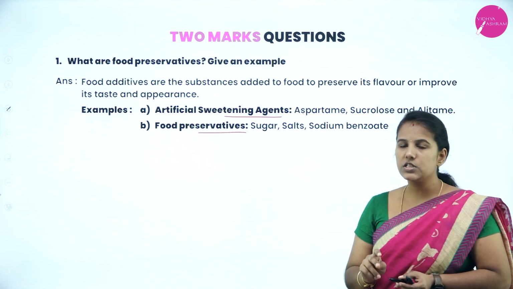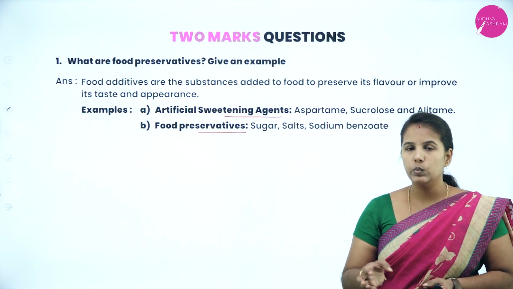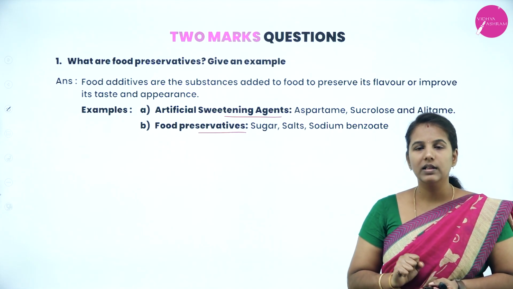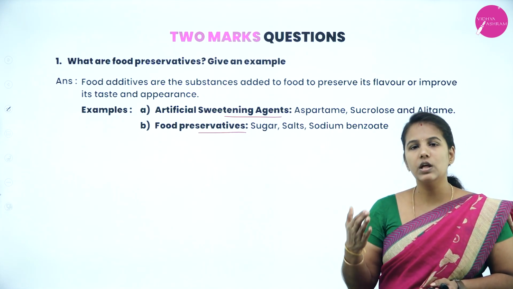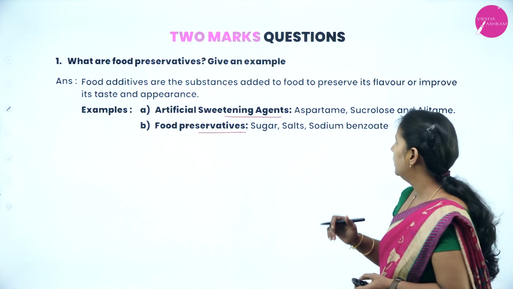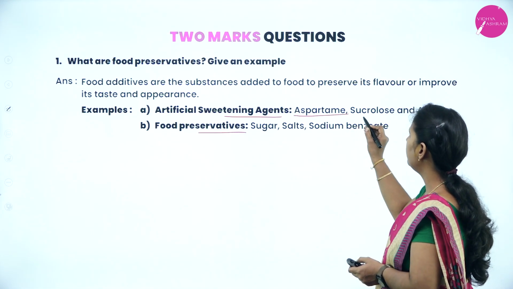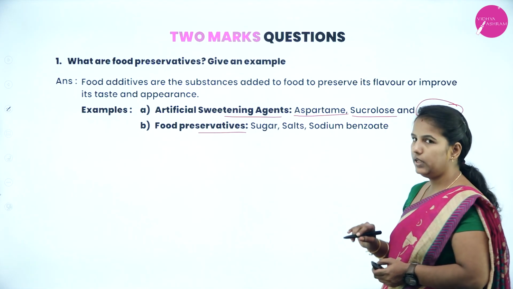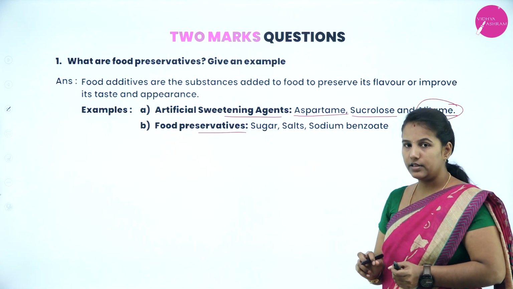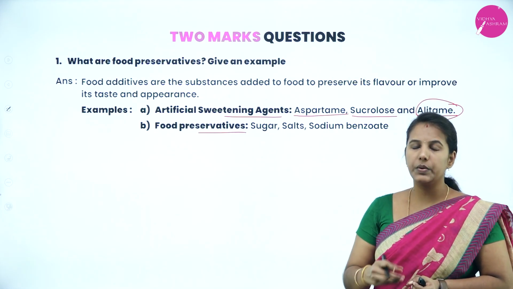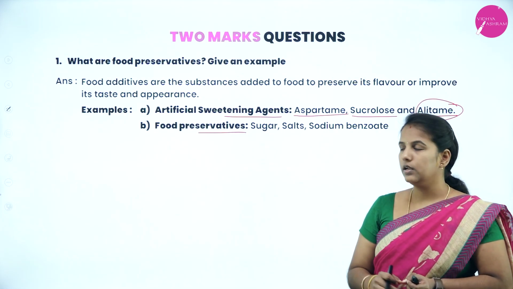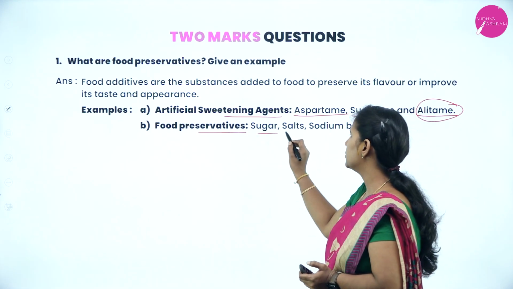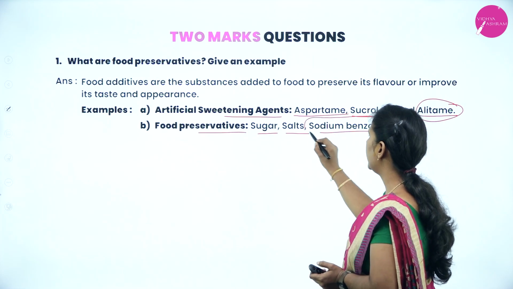Artificial sweetening agents are substances which are prepared artificially. They are not obtained naturally. They give sweetness with a low calorific value. Examples: aspartame, sucralose and alitame. Alitame is the only artificial sweetening agent which has higher sweetening capacity. Okay, next, food preservatives: as we all know, we use salt, sugar and sodium benzoate.